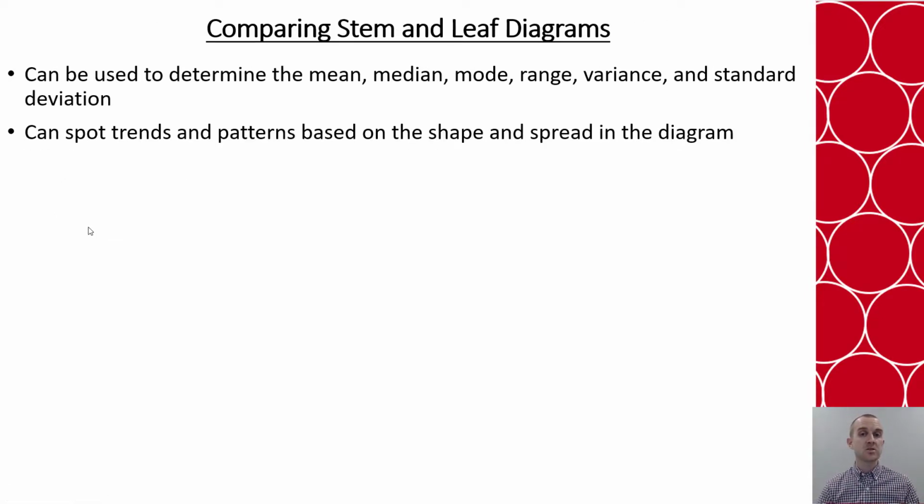Now we can also use stem and leaf plots to help us find the mean, the median, the mode, the range, and the standard deviation. Because all of that data is there, we can utilize it instead of having to have a set listed like we had at the top of each of those. We can also use the stem and leaf diagrams to help spot trends without actually calculating those specific values.